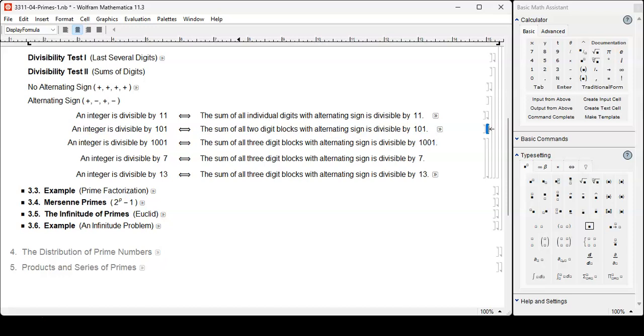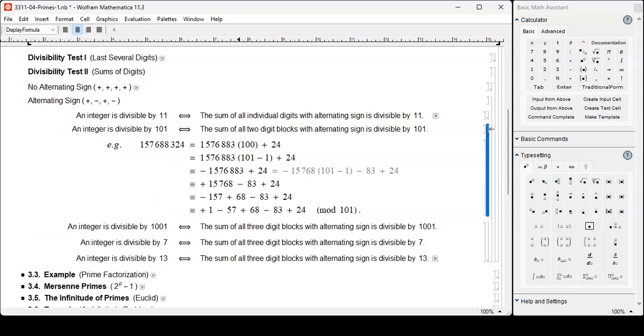Divisibility by 101. This time we use alternating sign, yeah, but with 2-digit blocks. You see, 124, and 100 is 101 minus 1. So this is 0. So we have 24 and multiplied by 81, we have sign change. We have negative. Do it again.